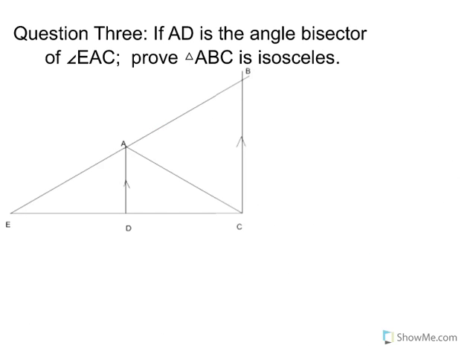Okay, so this last question says if segment AD is the angle bisector of angle EAC, prove that triangle ABC is isosceles. So AD is the angle bisector of EAC. So angle EAC is this angle up at the top, and we know that it's bisected by AD, so we know that those two angles have to be congruent.